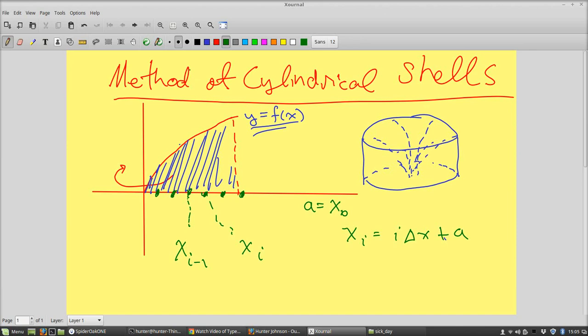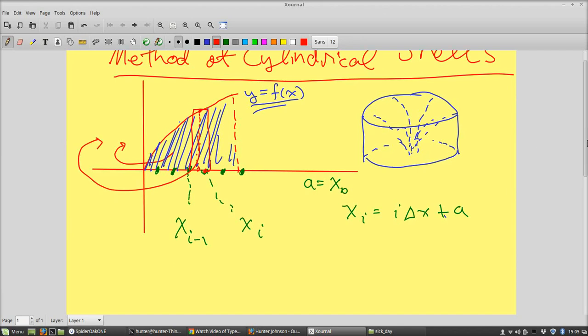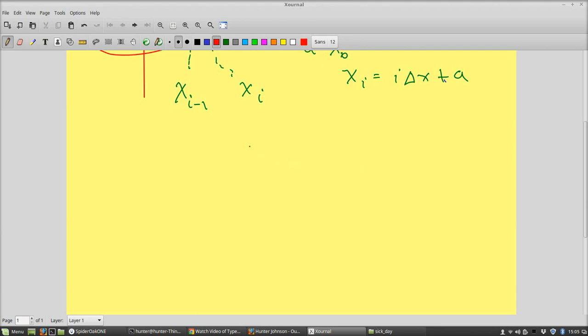So now let's stand up a rectangle here. Write it kind of like this. The height of this rectangle is going to be determined by the midpoint of this interval. So I use the midpoint to determine the height of that rectangle, and now I spin the rectangle around. So what does that do? That makes a cylindrical shell. So this is where the name of the technique comes from. So here's a cylindrical shell.